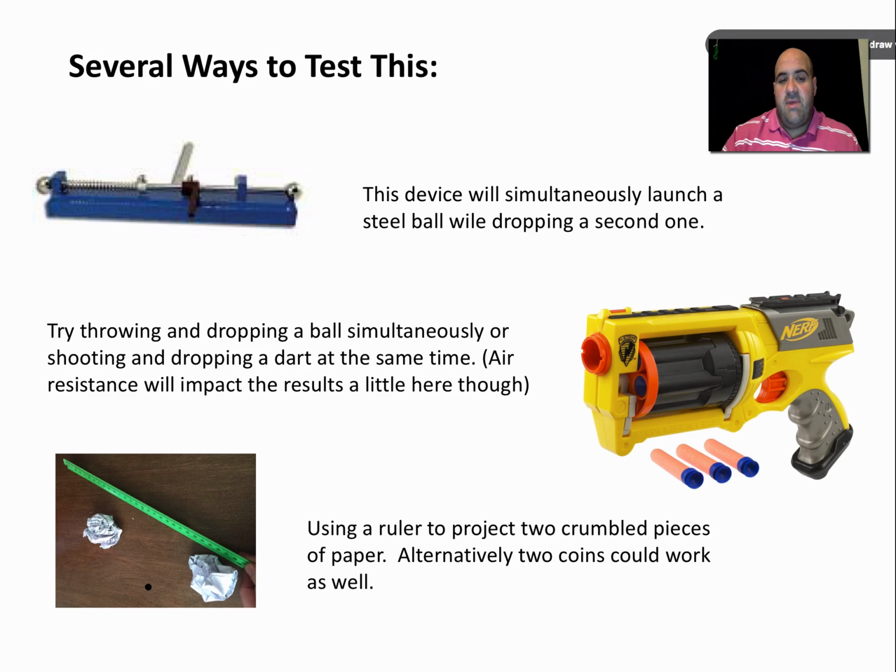I have this device right here. We'll see this in class. This is called a second law apparatus. It will simultaneously shoot a steel ball and drop one, and we'll see in class that they hit at the same time. You can try throwing a ball and releasing a ball at the same time.